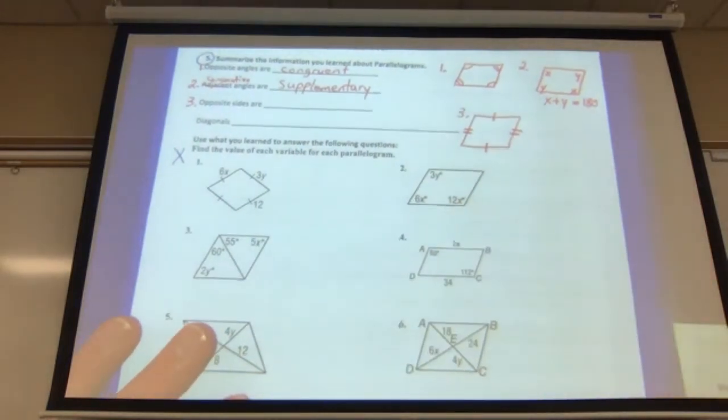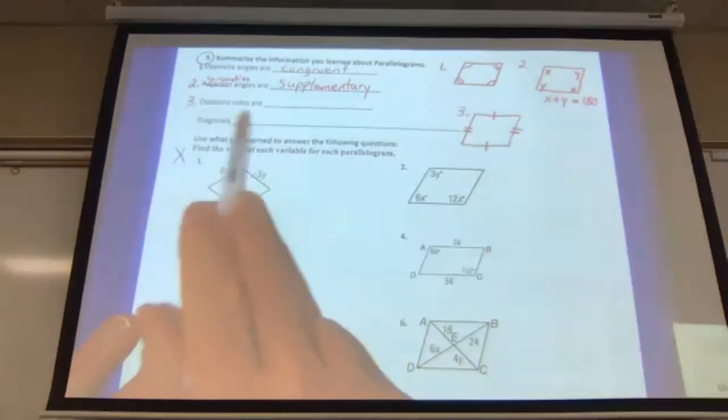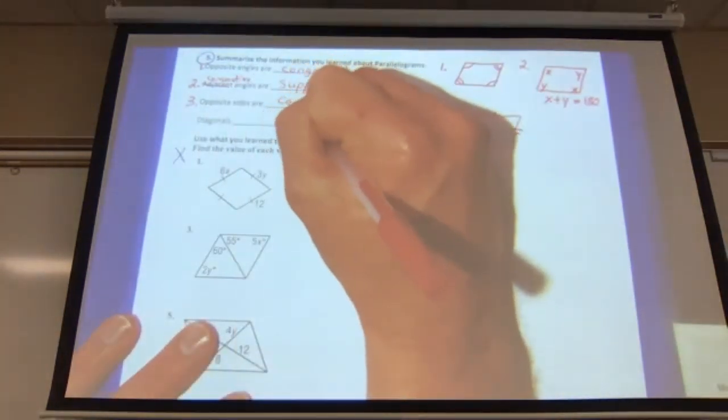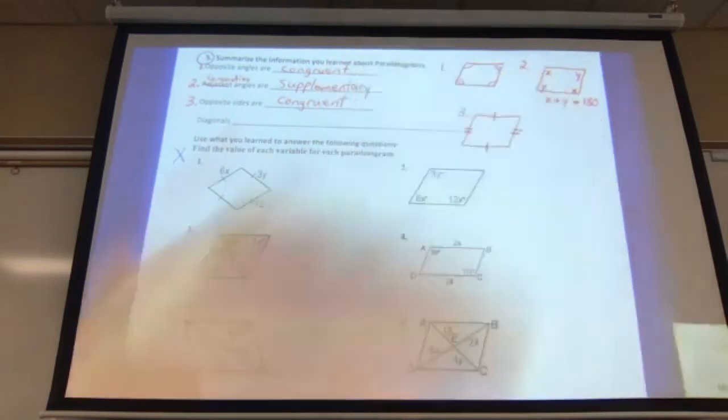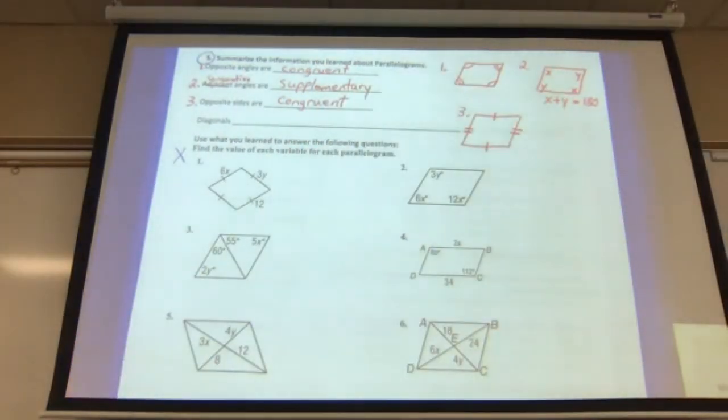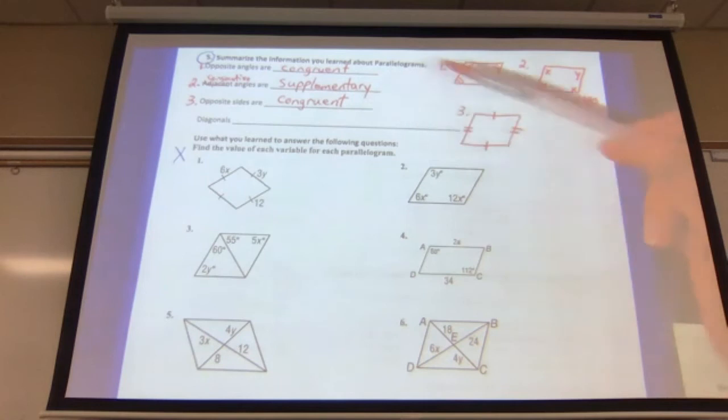So we can now say that opposite sides will also be congruent. So by the definition, they're parallel to each other. By the theorem, they're congruent to each other. Both of those happen on every parallelogram.